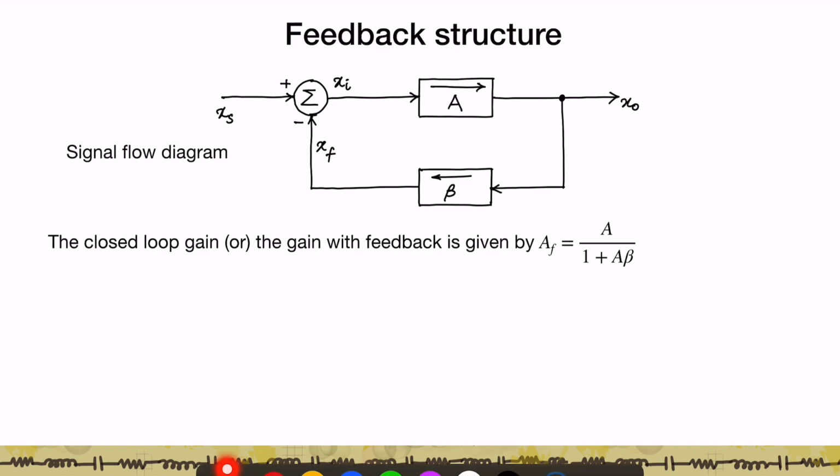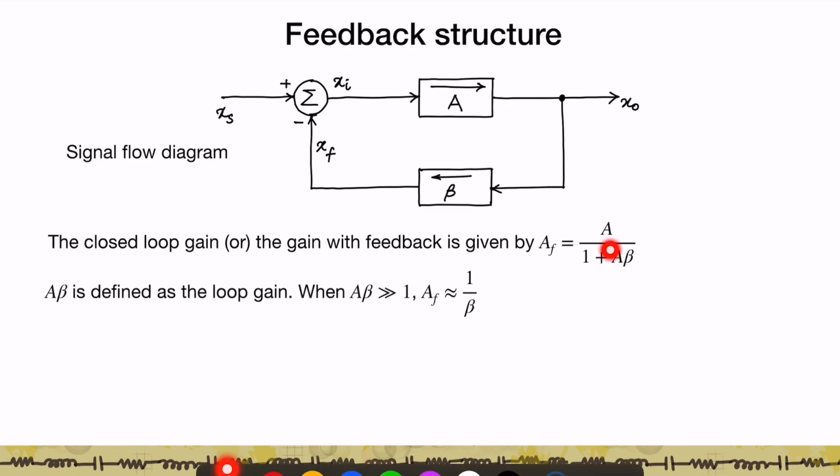Now, let's look at the closed loop gain. And again, this we have discussed when we discussed frequency analysis. So if you look at this kind of a structure, the closed loop gain, what I mean by closed loop gain is the gain from XS to X naught. The gain from XS to X naught is going to be given by A, and with a feedback network, A subscript F, and it's going to be given by A divided by 1 plus A beta.